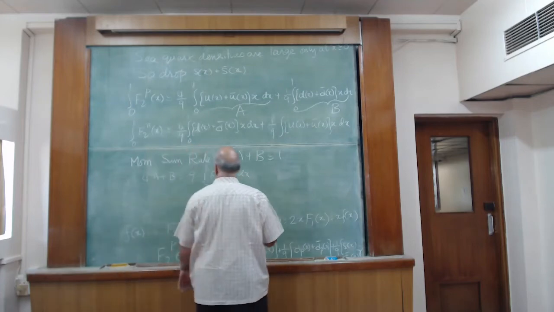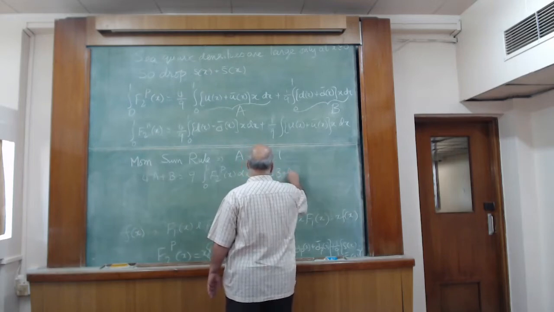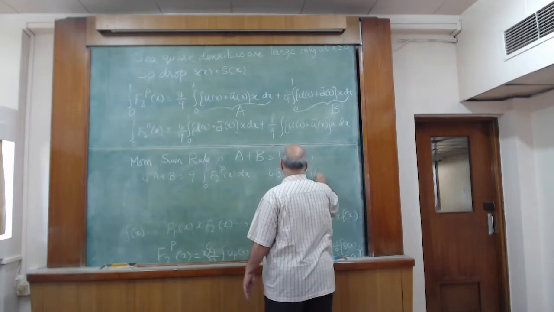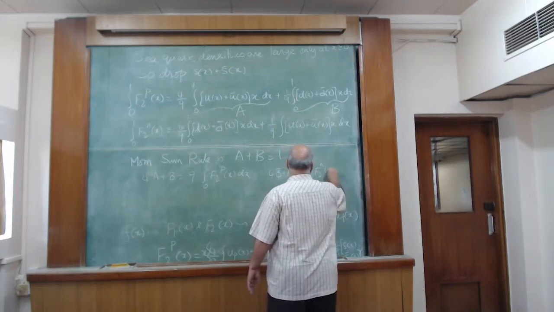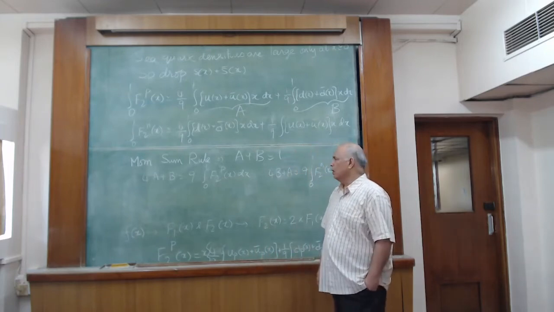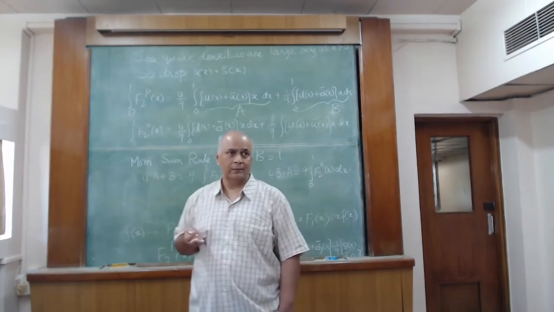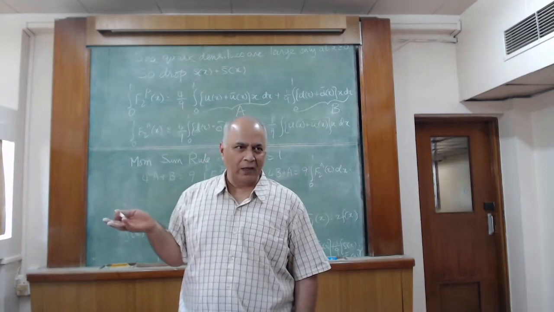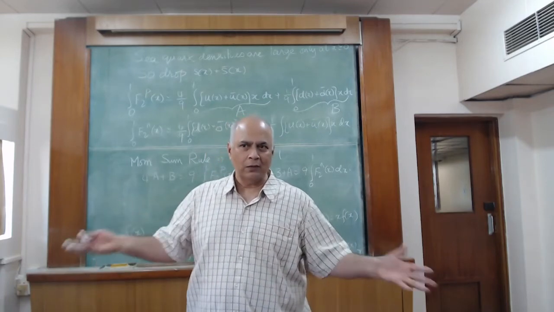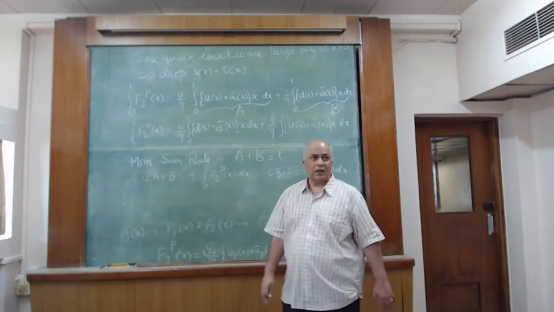and 4B plus A is equal to 9 times the integral from 0 to 1 of F2 n(x) dx. So I have a pair of linear equations in A and B. I solve for A and B, add the two, and see whether this constraint is satisfied or not.